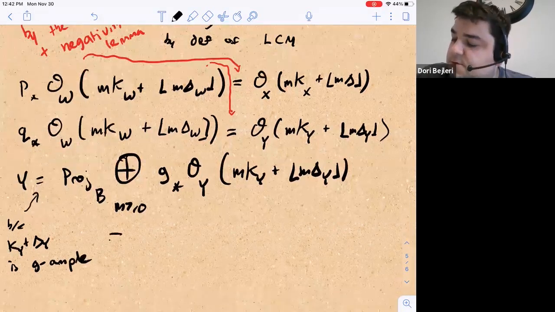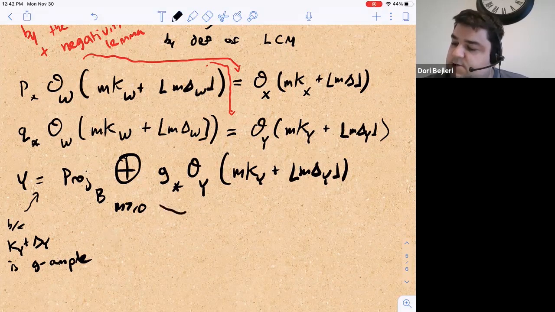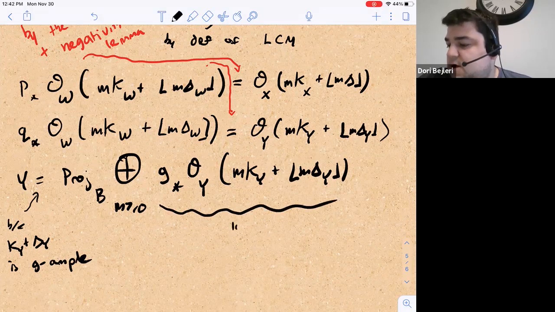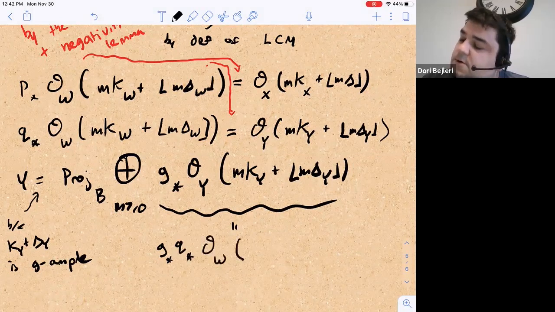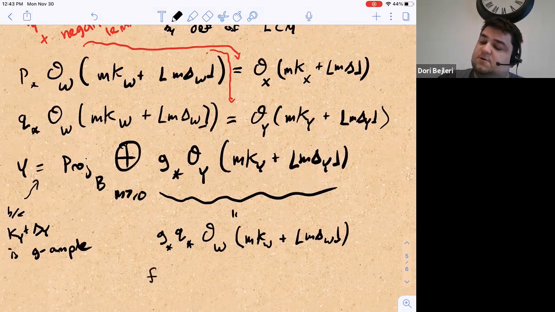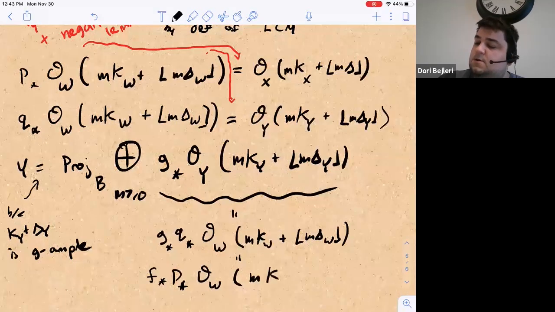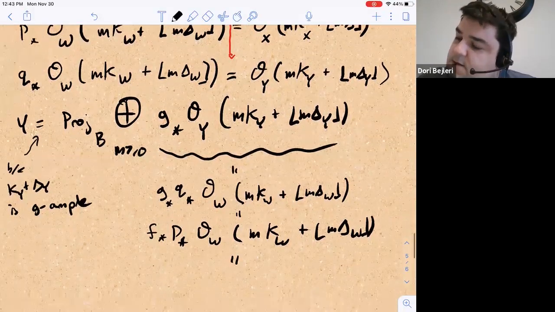And so this is equal to, well, now by the second equation, let me just write down some equalities with what's inside the Proj. So this algebra is equal to g lower star q lower star of O_W(m K_W + the round down of m Δ_W). But then q composed with g is the same as p composed with f. So this is the same as f lower star p lower star O_W(m K_W + the round down) by commutativity. And this is equal to just the push forward of the log canonical algebra on X by the first equation.